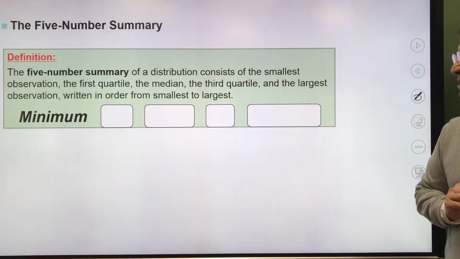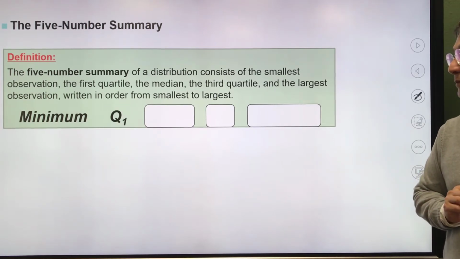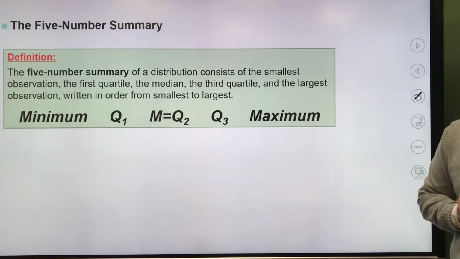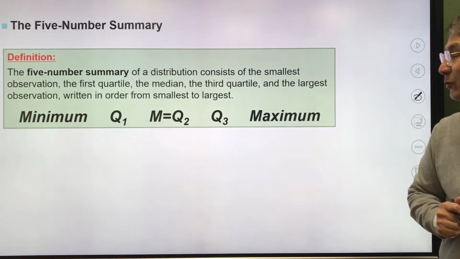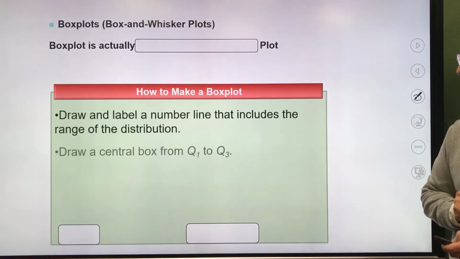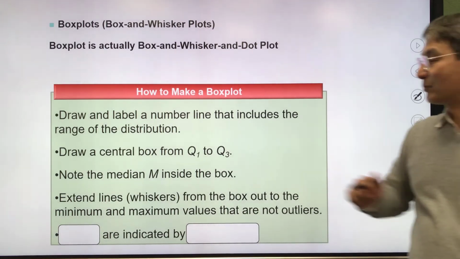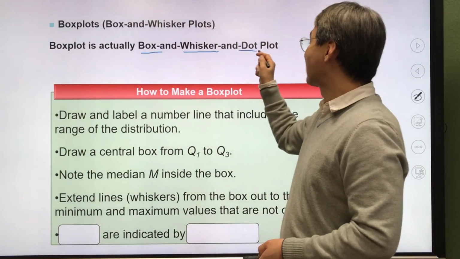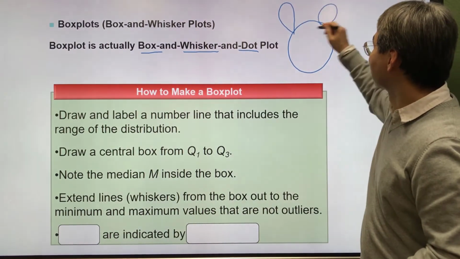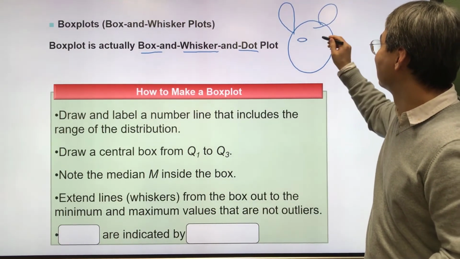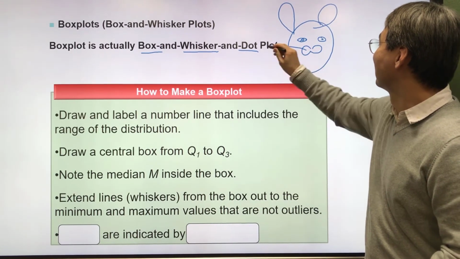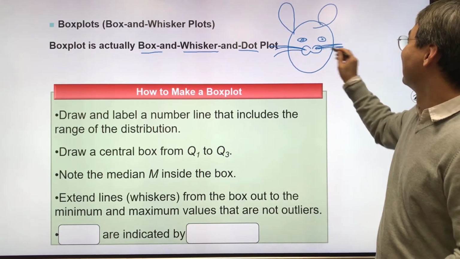In order to describe the distribution, we usually use 5 numbers: minimum, Q1, Q2, Q3, and maximum. And we can visualize it with a box plot. So what is a box plot? The full name of a box plot is box, whisker, and dot plot. So what is a whisker? This is a rabbit, and this is a whisker.